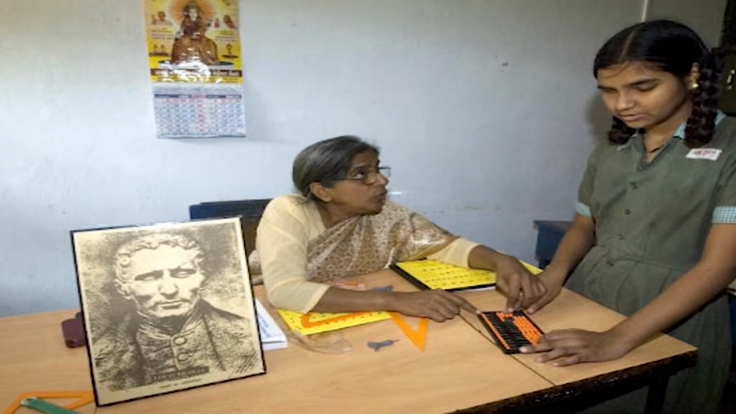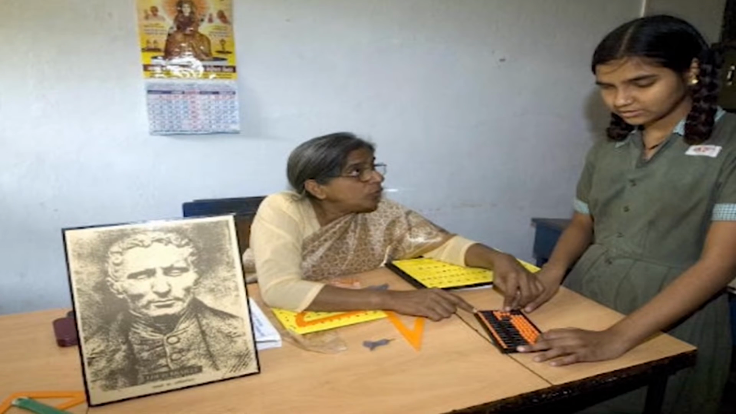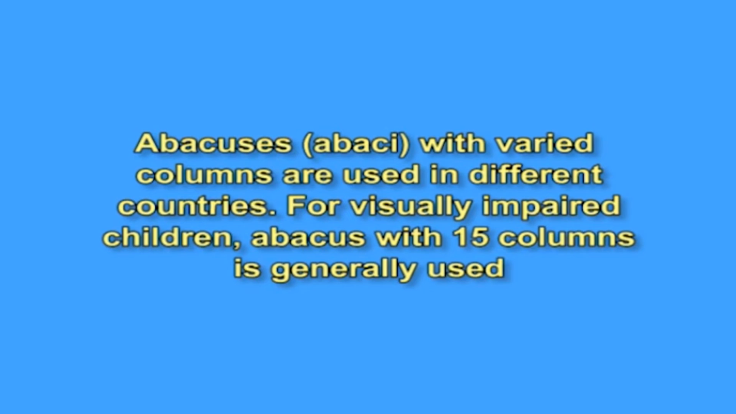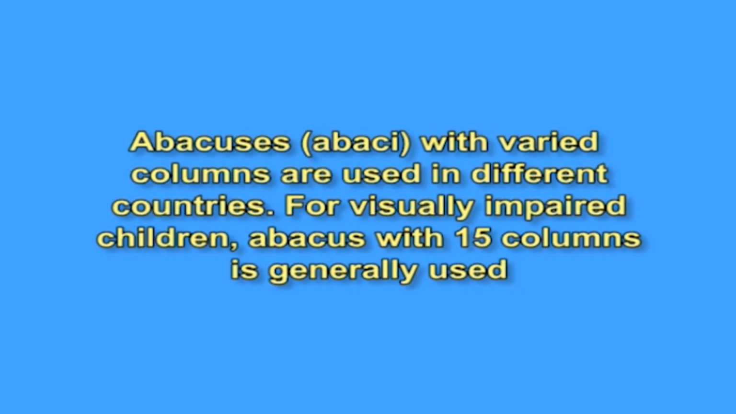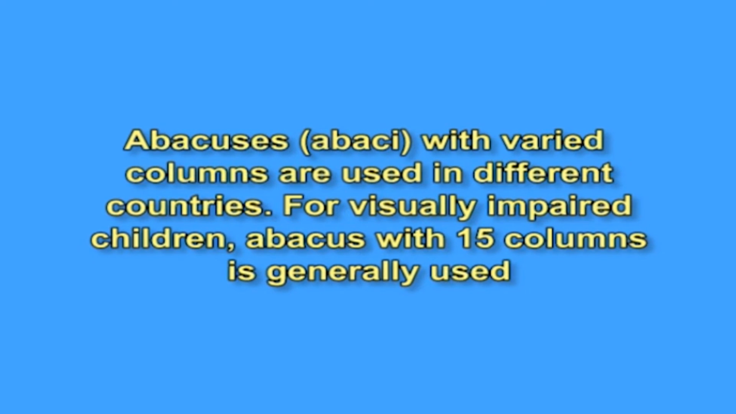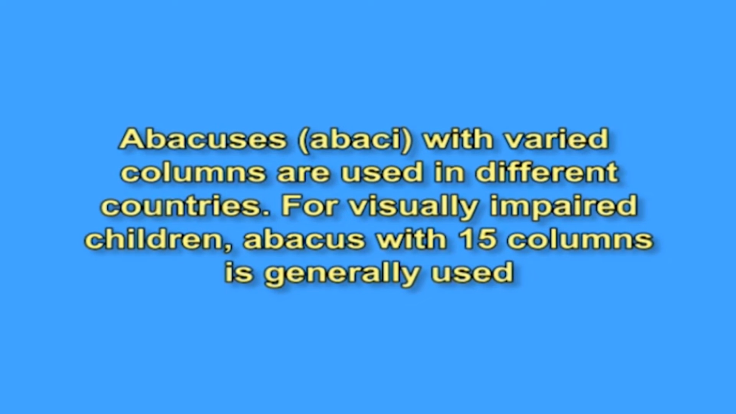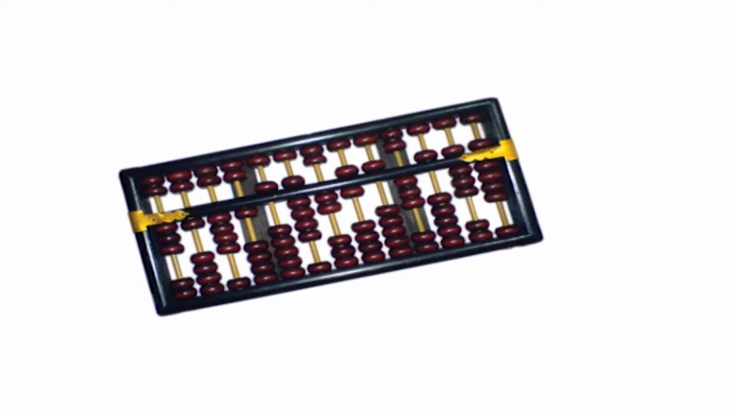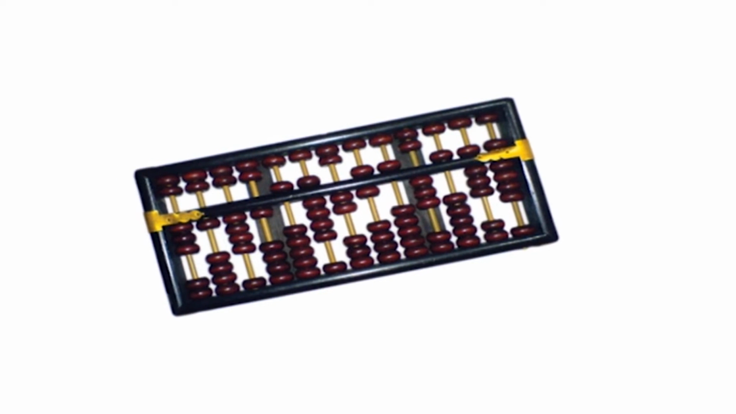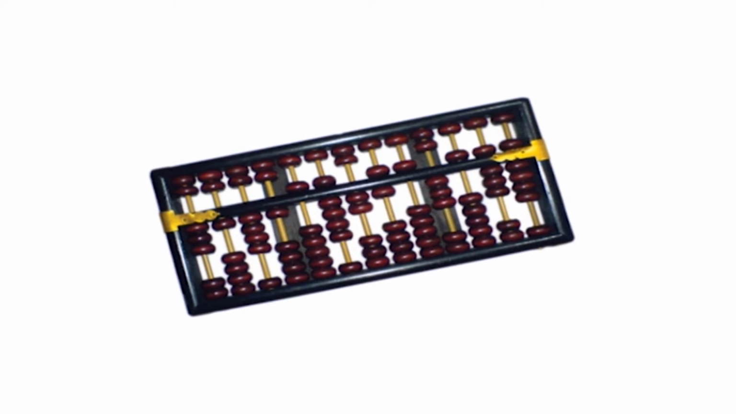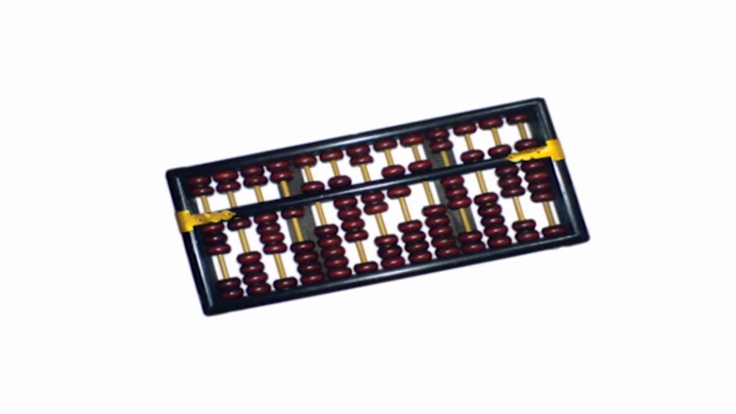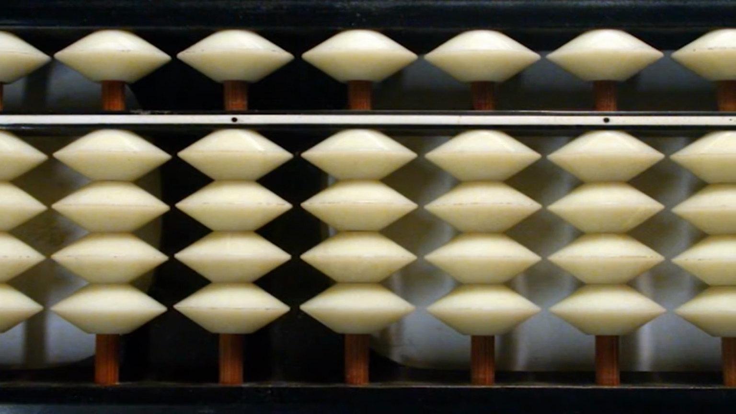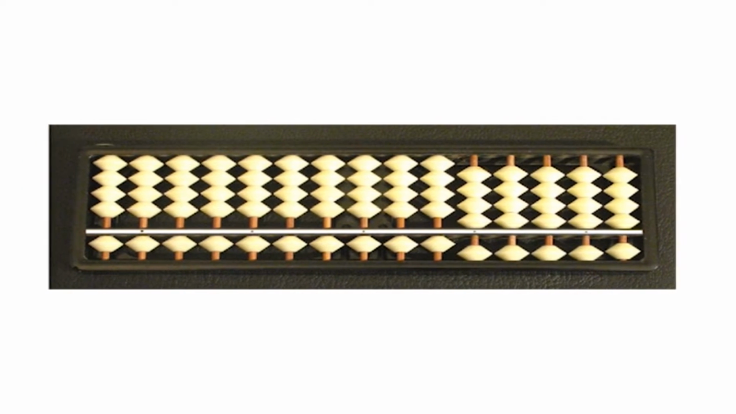Abacus is a device used by visually impaired children for doing basic mathematical calculations. Abacus is rectangular in shape. Abacuses or abaxi, that is the plural form of the term, with varied columns are used in different countries. For visually impaired children, abacus with 15 columns is generally used. A bar is separating the abacus horizontally, cutting across all the 15 columns, leaving 2/3 of the area below and 1/3 of the area above of it.